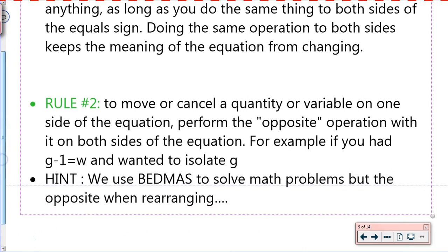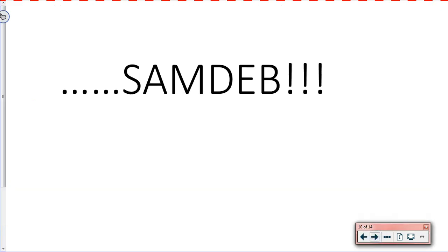Rule number 2. To move or cancel out a quantity or variable on one side of the equation, perform the opposite operation on both sides of the equation. For example, if you had g minus 1 equals w and wanted to isolate g, we would add 1 to the other side. A helpful hint here is the fact that we use BEDMAS to solve math problems like we did before. But it's opposite when rearranging. So if we're doing the opposite for rearranging, it's not BEDMAS, it's SEMDEB.